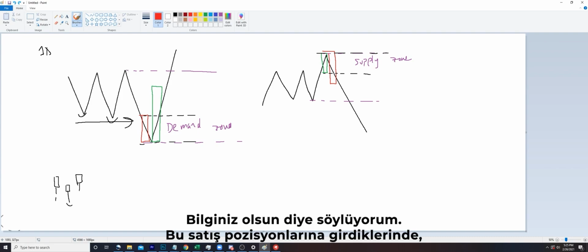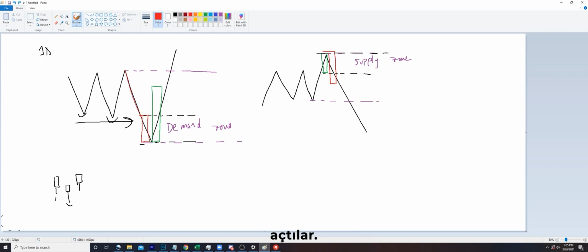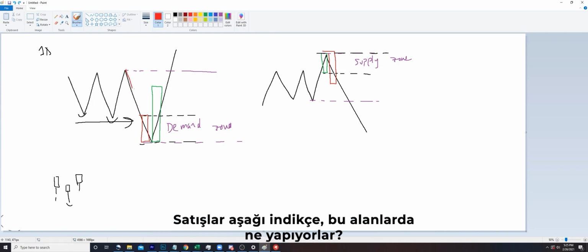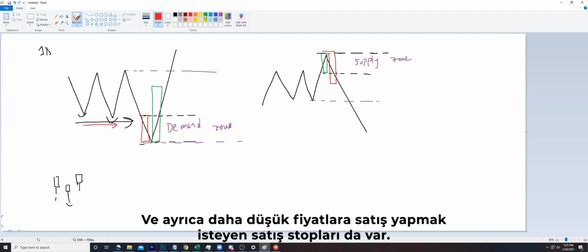So when they got into these sell positions, they basically opened thousands and thousands of lots of positions to take the price lower. And when they open these positions, they're taking positions that are going to be sells. So as the sells go lower, what are they doing at these areas? There's people that have stop losses here, like we said, and they also have sell stops, looking to sell into lower prices.